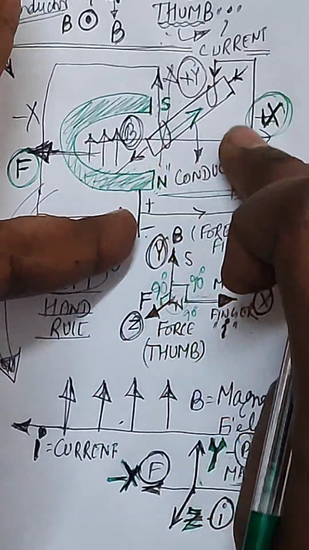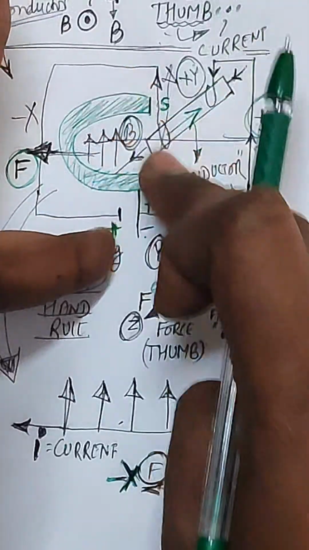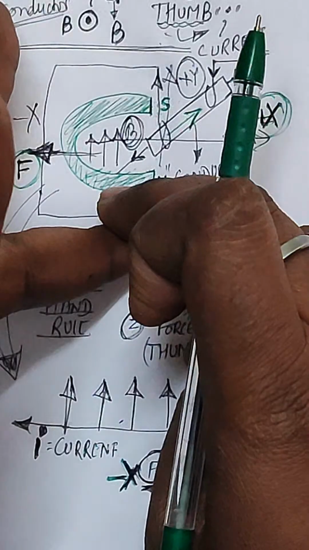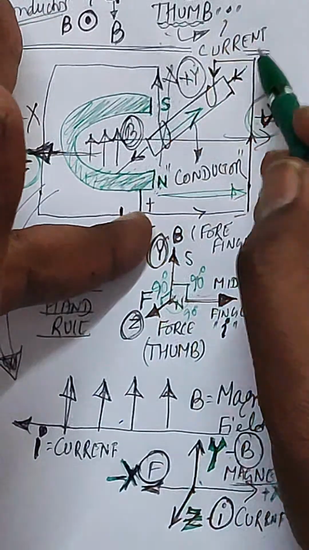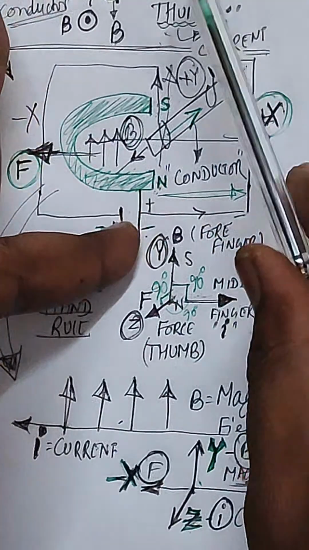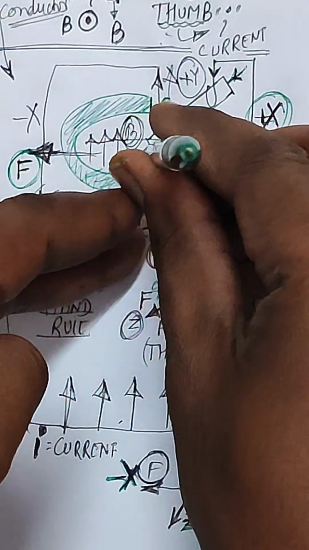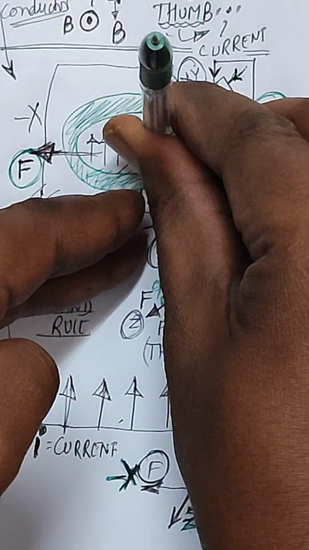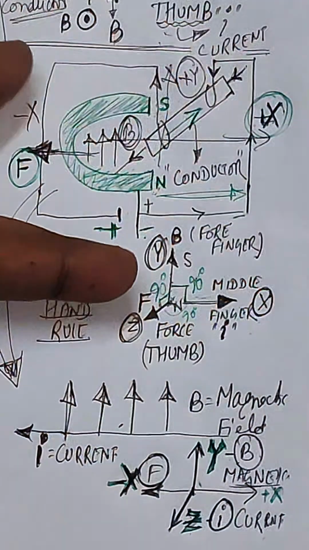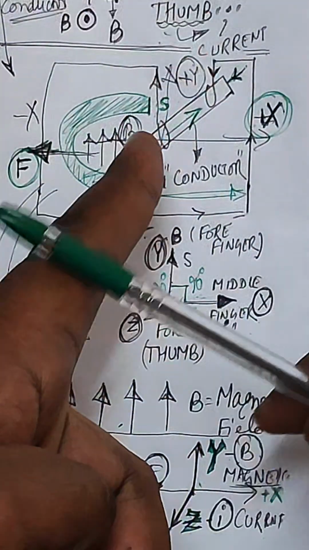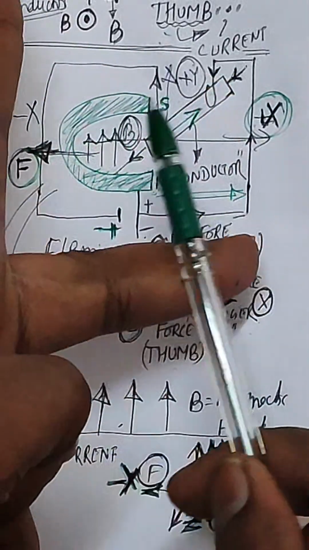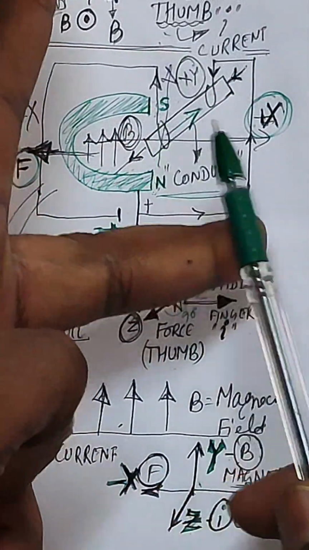Just keep current clockwise as it is, positive terminal to the right, negative terminal to the left, current flowing like this in the direction which is shown, right? Then current is coming out of this conductor, which is kept perpendicular, coming out of the plane of paper, right? So arrange your forefinger in the direction of the magnetic field, arrange your middle finger in the direction of current.